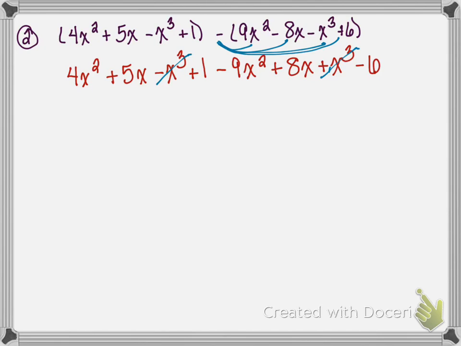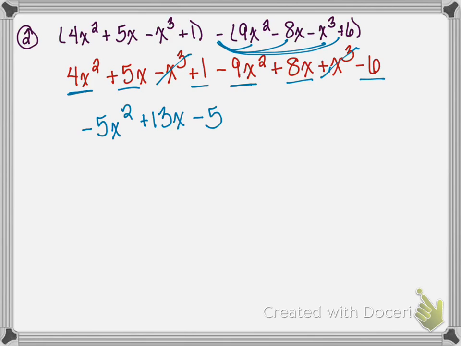Okay, I've got 4x squared, and I've got negative 9x squared. That gives me minus 5x squared. Positive 5x, positive 8x, gives me 13x. Positive 1 and negative 6 gives me negative 5. And I can't go any further on this because x squared and x are unlike terms.